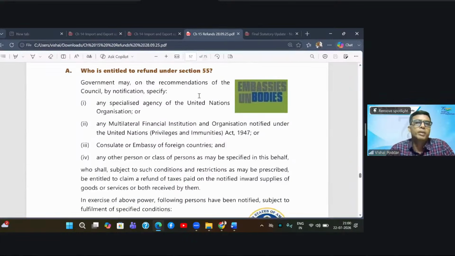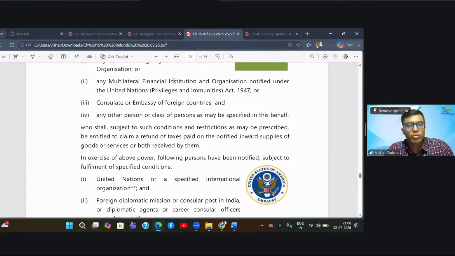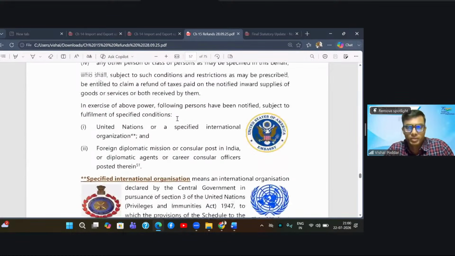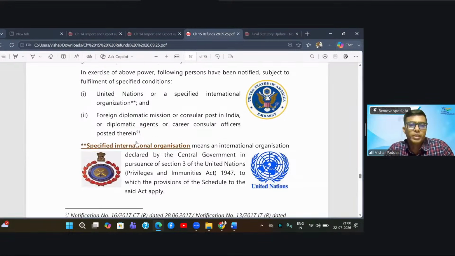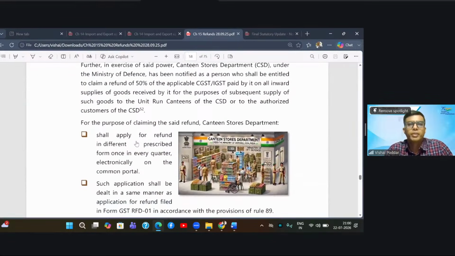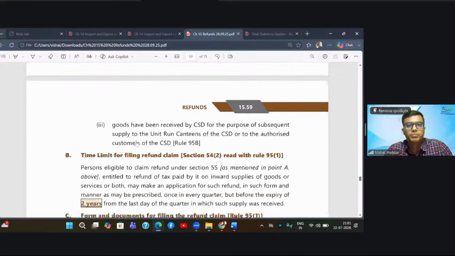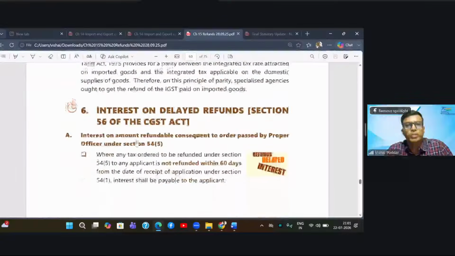Now, who is entitled to refund under this section 55? It is a specialized agency of the United Nations organization, multilateral financial institution organization notified under United Nations Act, consulate or embassy of foreign countries or any other notified persons. Who are these notified persons? United Nations or a special international organization, foreign diplomatic mission, consular post in India or diplomatic agents or career consular office posted therein. So students, these are the bodies who are covered under 55 refund, right? I'm just skipping the procedure for this for the paucity of time.